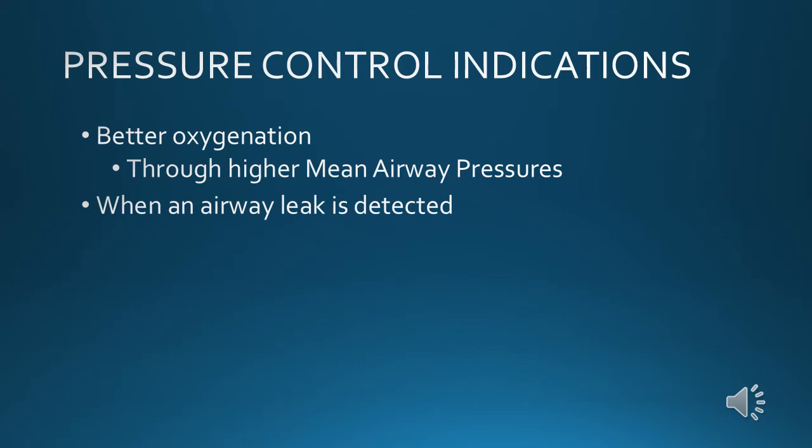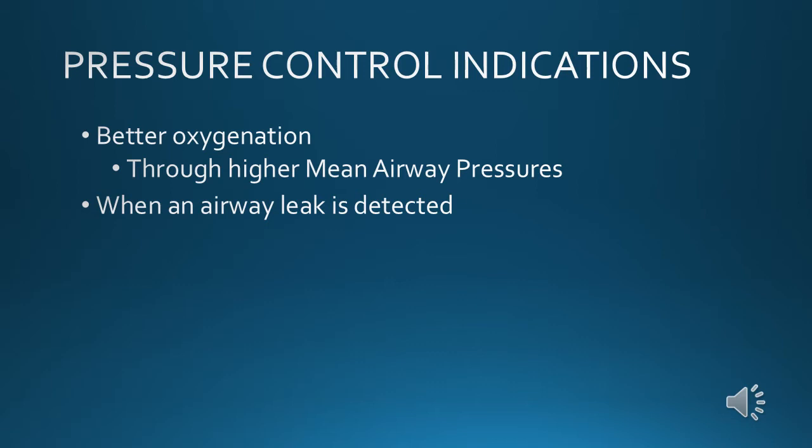So supposedly the only true indications for pressure control is for better oxygenation and when an airway leak is detected. So better oxygenation is achieved because in pressure control, the way the flow of air is delivered, it usually has a higher mean airway pressure. Higher mean airway pressures always equilibrate to better oxygenation.